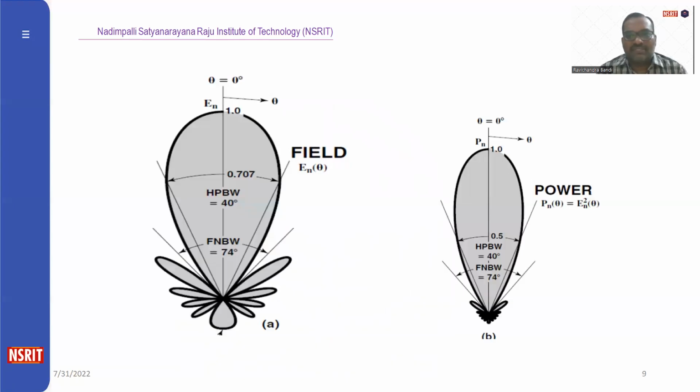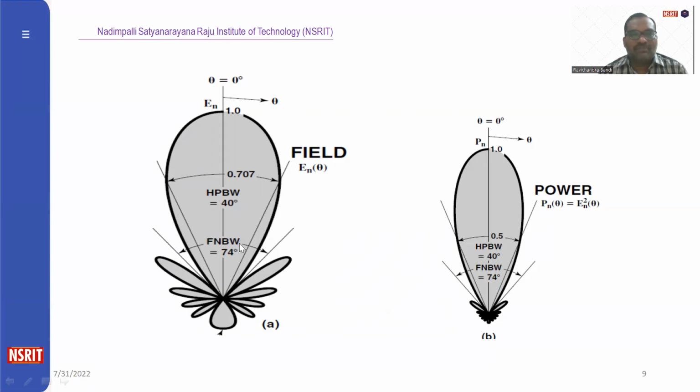We have already discussed that the radiation pattern can be represented in terms of field pattern and power pattern. So these are the representation in terms of field pattern and representation in terms of power pattern. We know that the relationship between power pattern and field pattern is Pn(θ) = En²(θ). In this representation, we have seen two parameters, HPBW and FNBW.